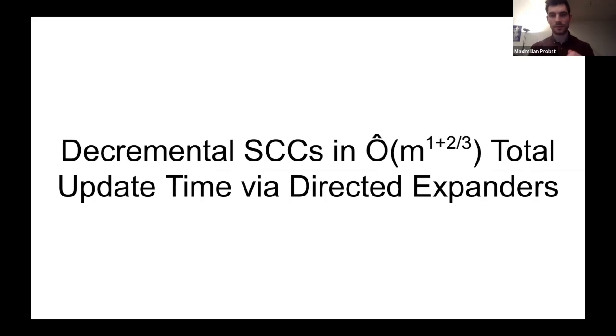I'll go a bit into the technique. So I'll try to give a decremental SCC algorithm that runs in time m to the power 1 plus 2/3. This gives an improvement only in very sparse graphs, but it shows how you can use one of our main tools, directed expander decomposition, or directed expanders, to actually achieve some result beyond MN.